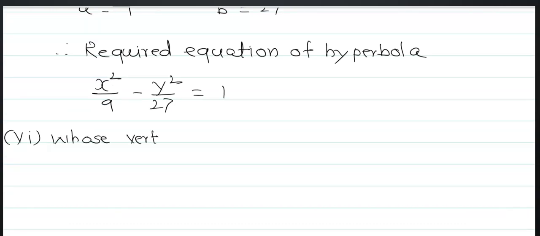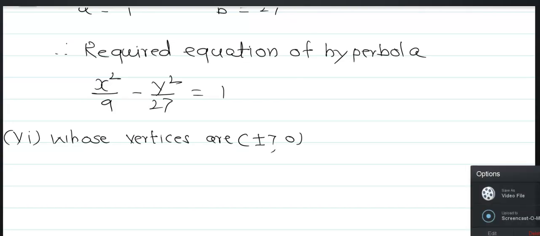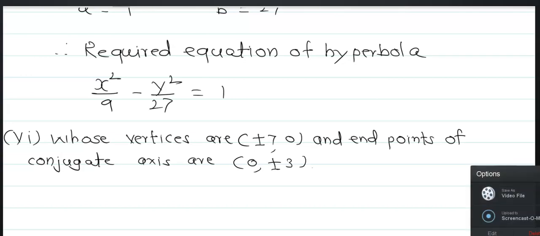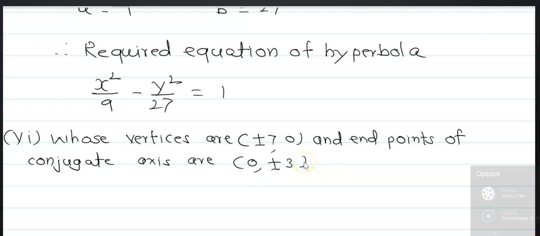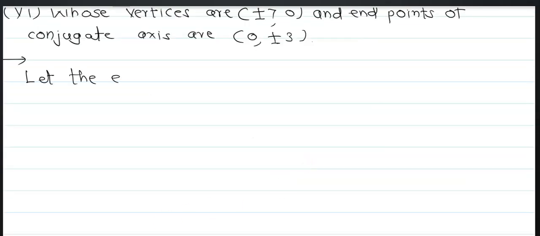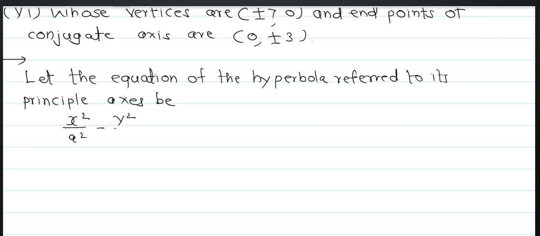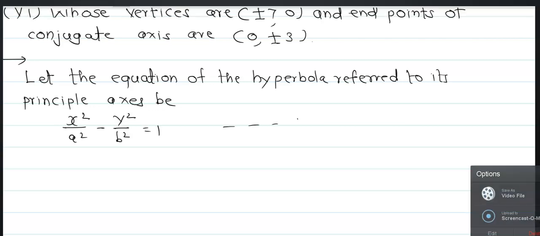Sixth one, whose vertices are (±7, 0) and endpoints of the conjugate axis are (0, ±3). Now here, let the equation of the hyperbola referred to its principal axis be x square upon a square minus y square upon b square equals 1.